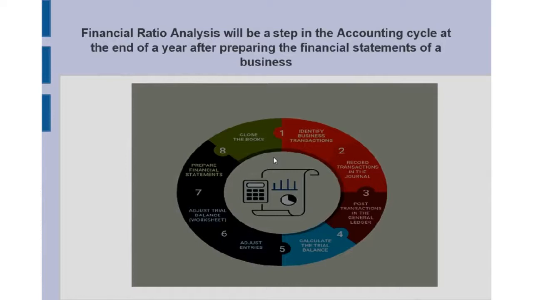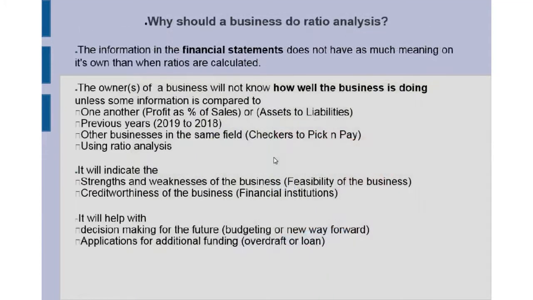Right, financial ratio analysis will be a step in the accounting cycle that you have learned since level 2. And it will be at the end of the year after preparing the financial statements of a business. It's not on this cycle I'm showing you, but you will know that it goes with the financial statements.